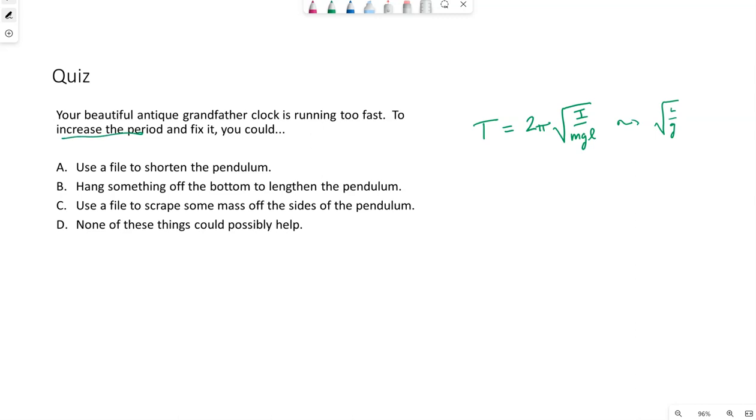To increase this period, we cannot affect g. We can only change L. So if we want to increase the period, we need to increase the length somehow. So A, we don't want to shorten the pendulum. Hanging something off the end would lengthen it. Scraping mass off the sides is not going to change the length. B would help because that would cause a change in length. So it would specifically increase the length, which would give us a longer period or a bigger period.